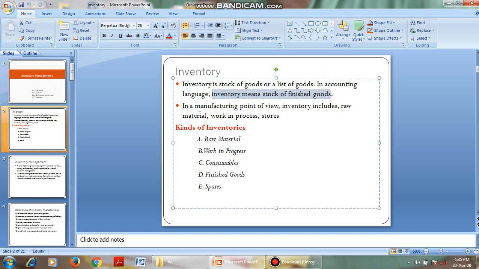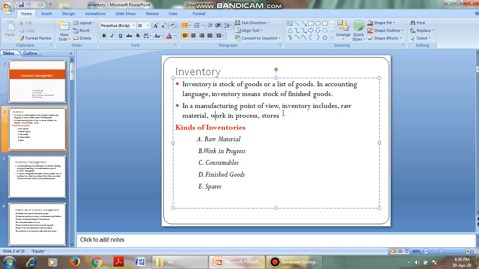Whereas in operations management or in manufacturing, inventory is nothing but raw material, work in process, stores, and finished goods. These all come under inventory. Okay, let us see what the different types of inventories are.